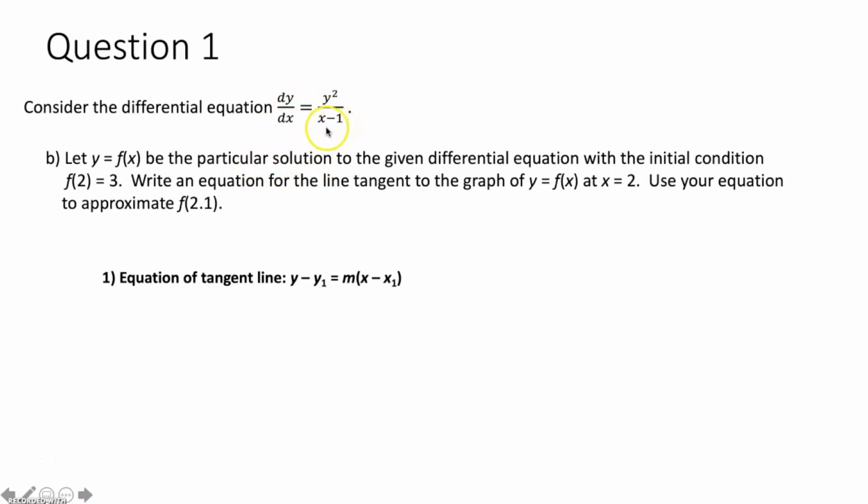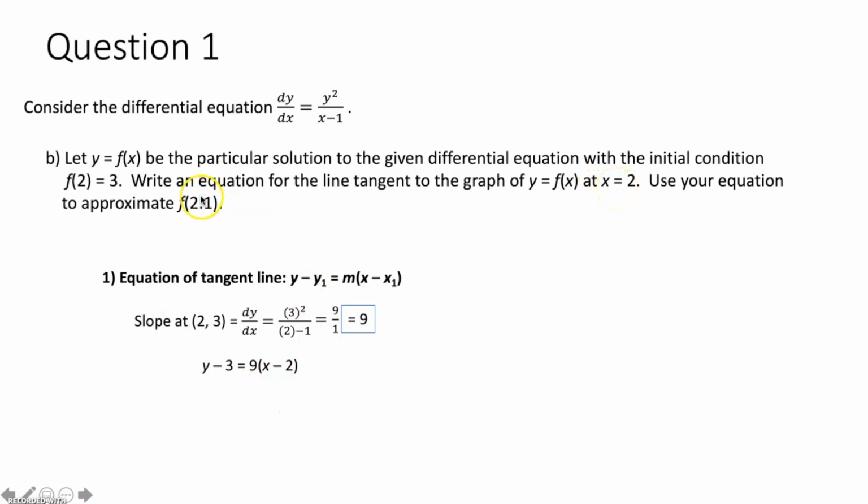Yeah, so what we're going to do then is we're going to plug in the given point, our initial condition, 2, 3, to this differential equation. If I plug in 2, 3 to this differential equation and simplify, I end up getting 9 over 1, which is 9. Meaning the slope of the line tangent to your particular solution at the point 2, 3 is 9. So we have the slope, now we need the point. Well, we already know the point. It's 2, 3. So all we have to do is plug in 2 for our x sub 1, plug in 3 for our y sub 1, plug in 9 for our m, and we have the equation of the line tangent to our graph at x is equal to 2.